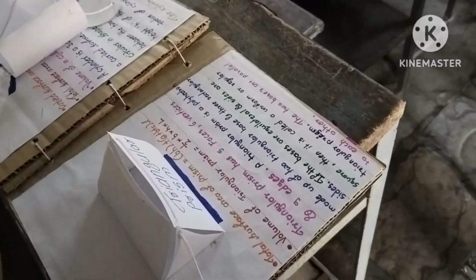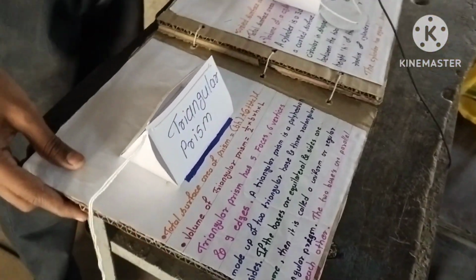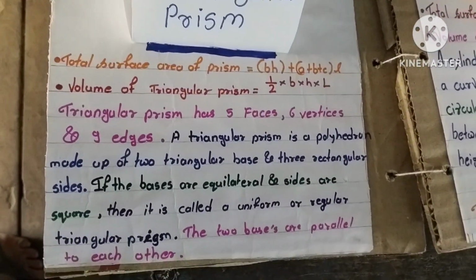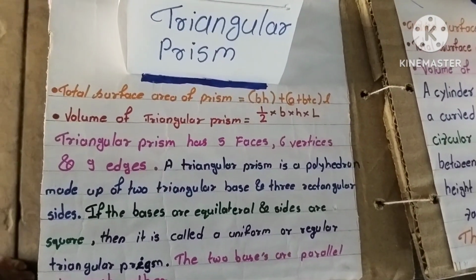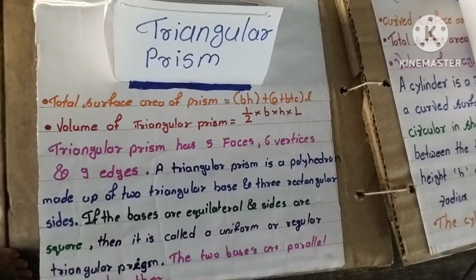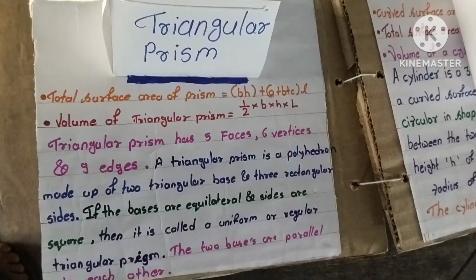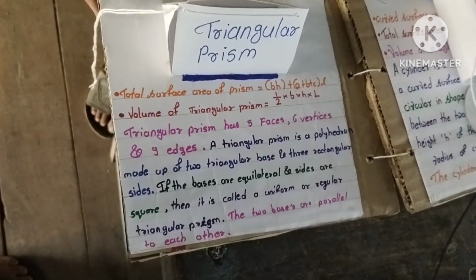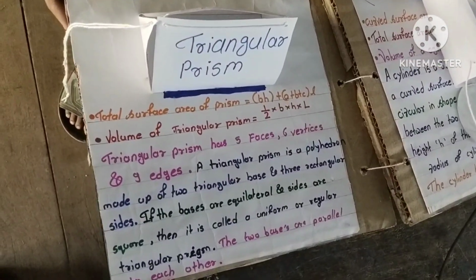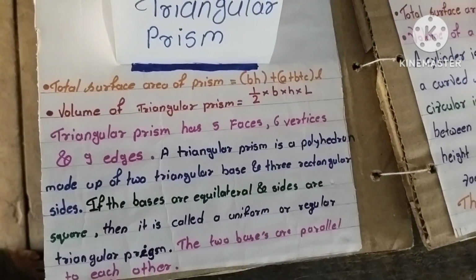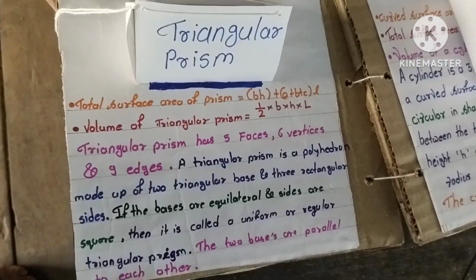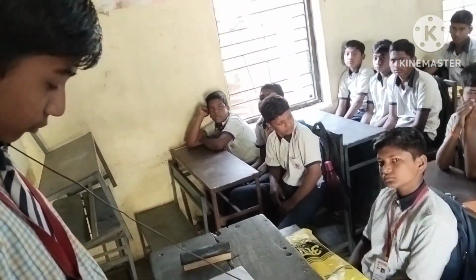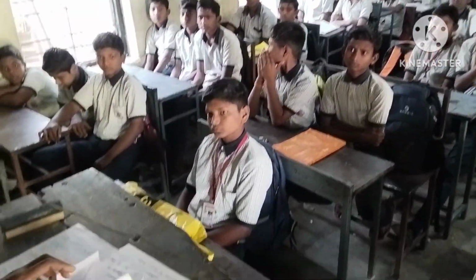Then some basic information about the triangular prism. First, the triangular prism is also a 3D solid shape. Second, it has 9 edges, 5 faces and 6 vertices. Third, a triangular prism is a polyhedron. It is made up of 2 triangular bases and 3 rectangular sides. Fourth, the two bases are parallel to each other. Fifth, if the bases are equilateral and the sides are squares, then it is called uniform or regular.